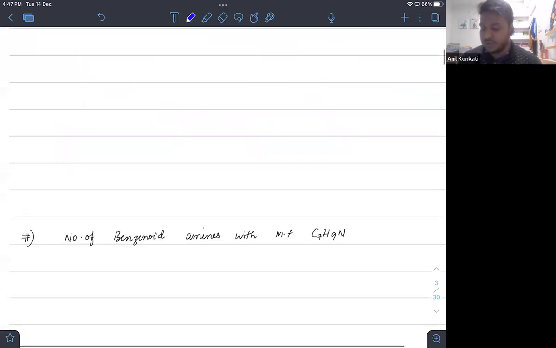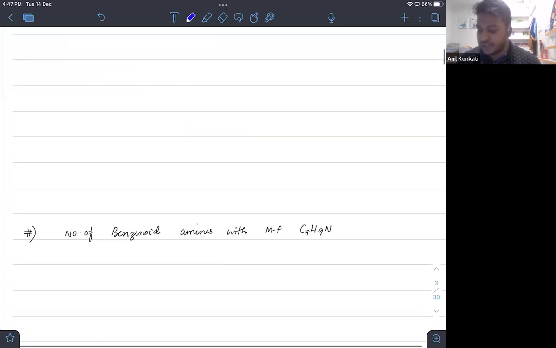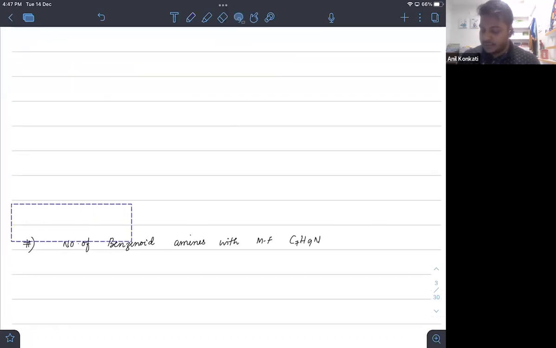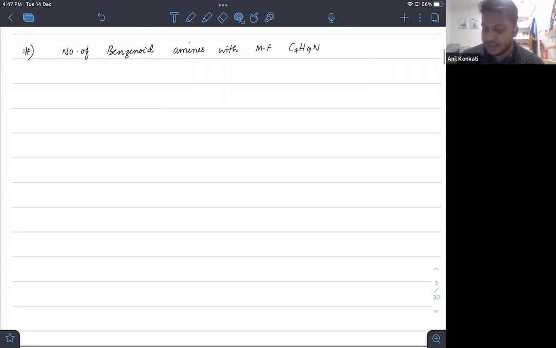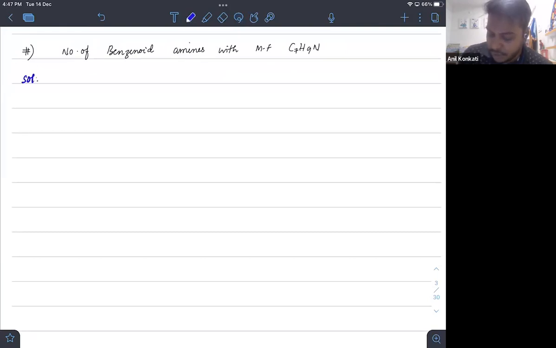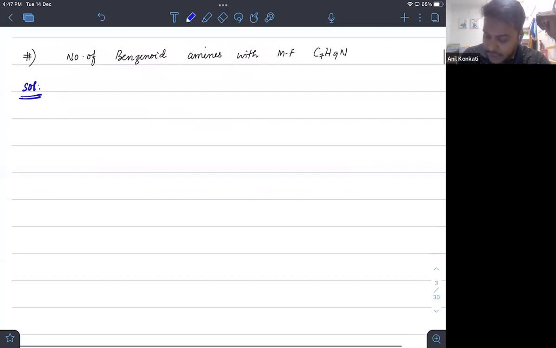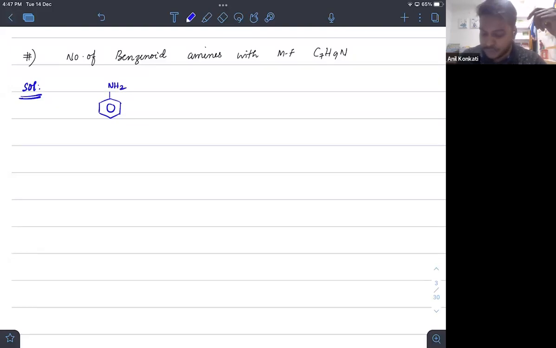On similar lines, you could be asked to find out the number of benzenoids with the formula C7H9N. So such questions can come because these have come before. So figure out how many benzenoid forms there are with the molecular formula C7H9N. Okay. So again, you start by writing the aniline form. So first we can write aniline. So C6 is finished here.